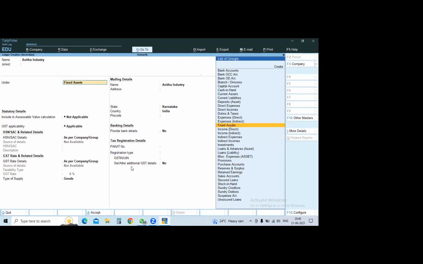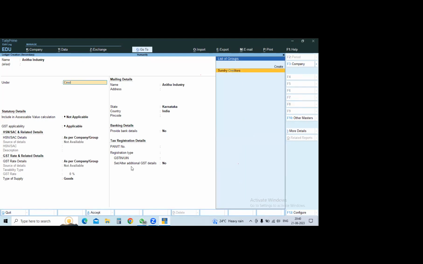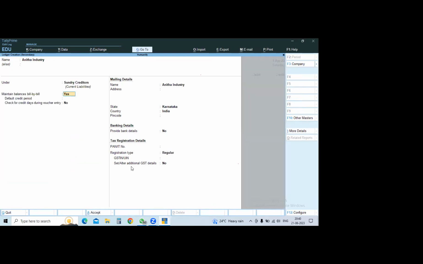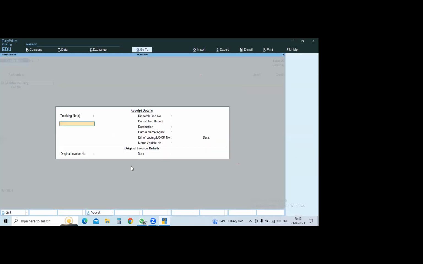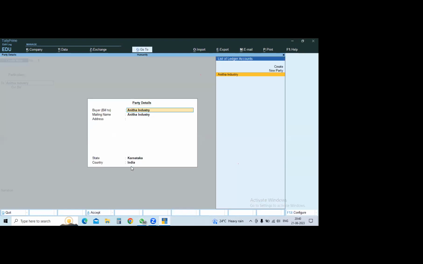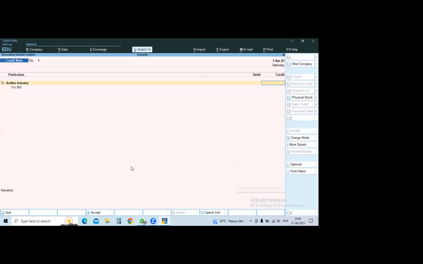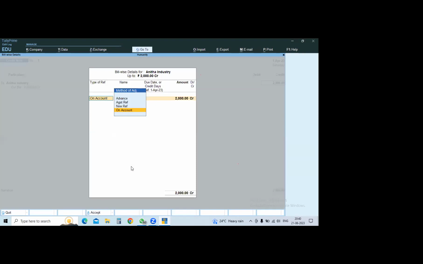Under credit side, sundry creditor. Accept now and give some amount, any amount. Control A to accept. Again Control A, give some 2000. Do enter, do enter on account.